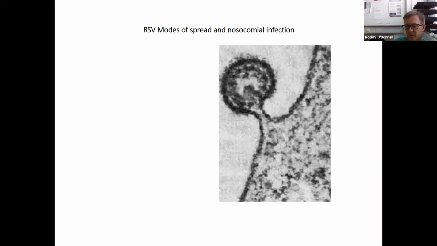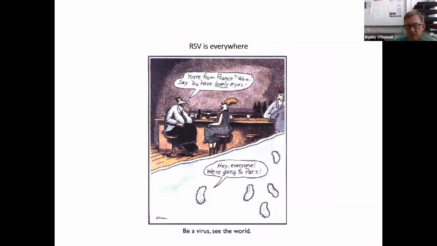This is RSV budding from a cell surface. And it is everywhere. By the time we get to 3 years of age, everybody on the planet has had RSV. It doesn't matter if you go to Arizona or if you go to Alaska. By the time you're 3, the seroprevalence to RSV is pretty close to 100%. So your first infection is going to be in the first few years of your life.